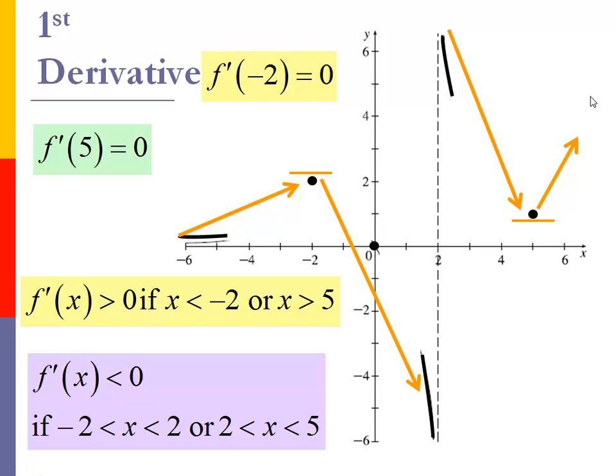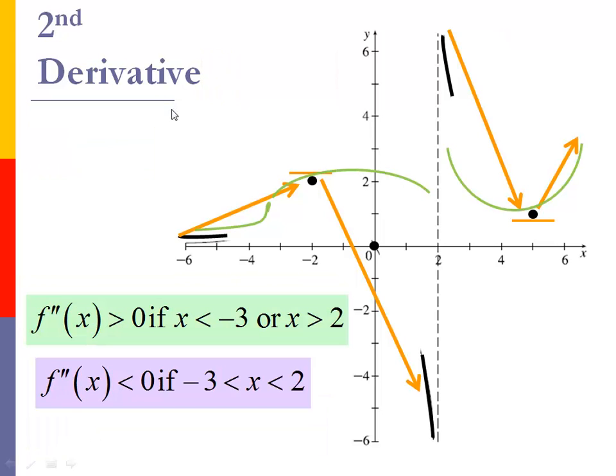The next thing we want to do is see our curvature. How does the graph curve? Because a graph can decrease in two different ways, whether it's curving down or curving up. With the second derivative information, here's what I've got. My second derivative was positive when x was less than -3, and positive when x was bigger than 2.